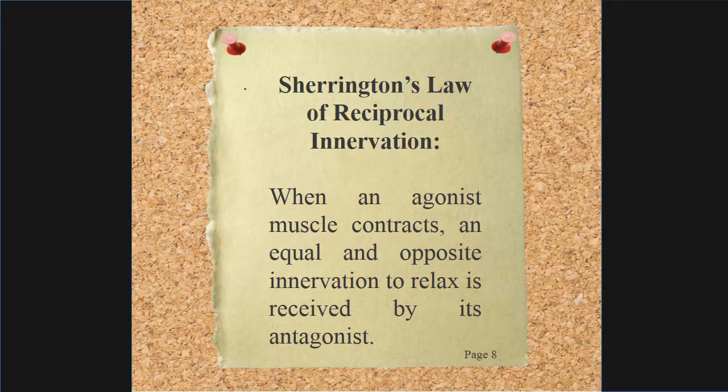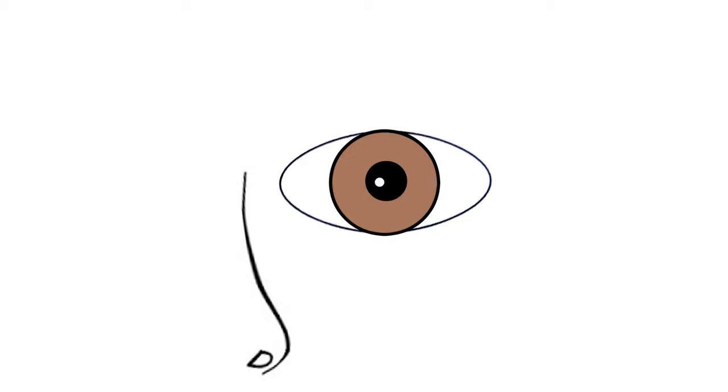And there's actually a law about this. Sherrington's law of reciprocal innervation, which states when an agonist muscle contracts, an equal and opposite innervation to relax is received by its antagonist. So let's watch some ductions. It'll help in remembering which muscles are responsible for which movements.